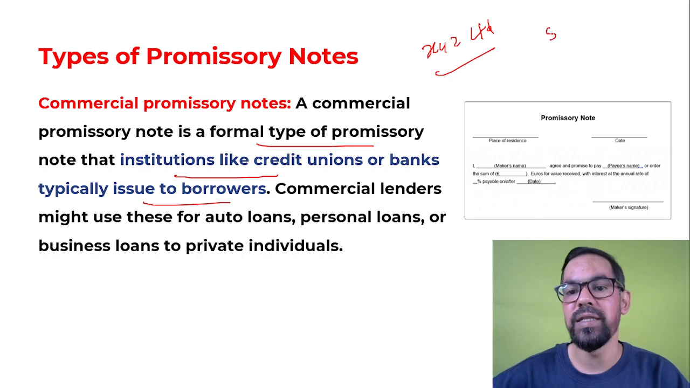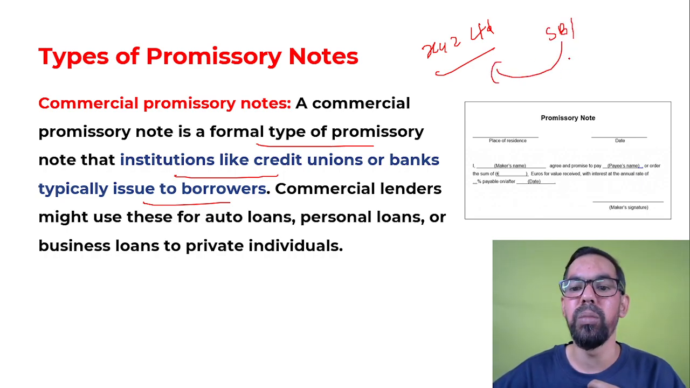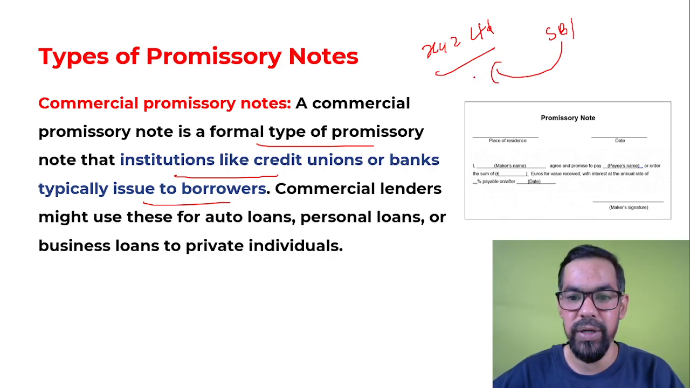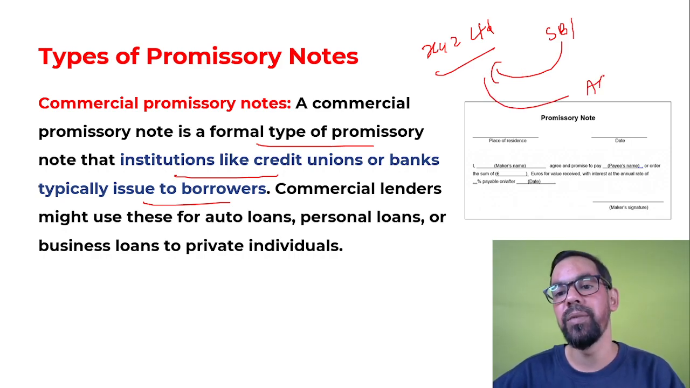So their bank, let's say bank is a State Bank of India. So SBI will issue this document on behalf of XYZ Limited to ABC Corporation.